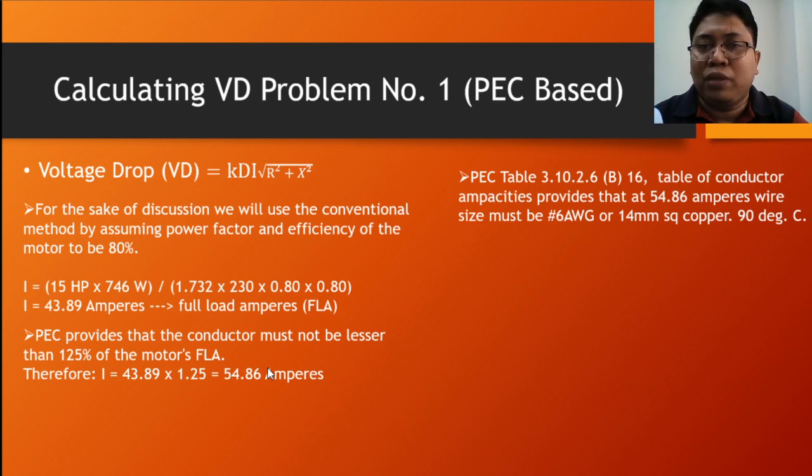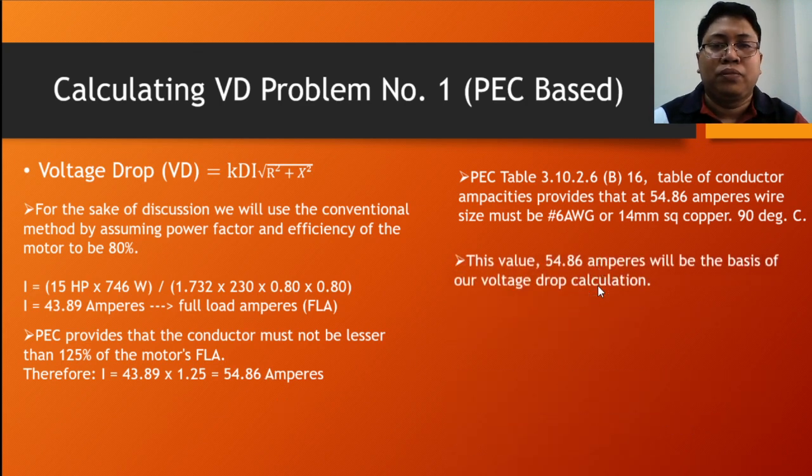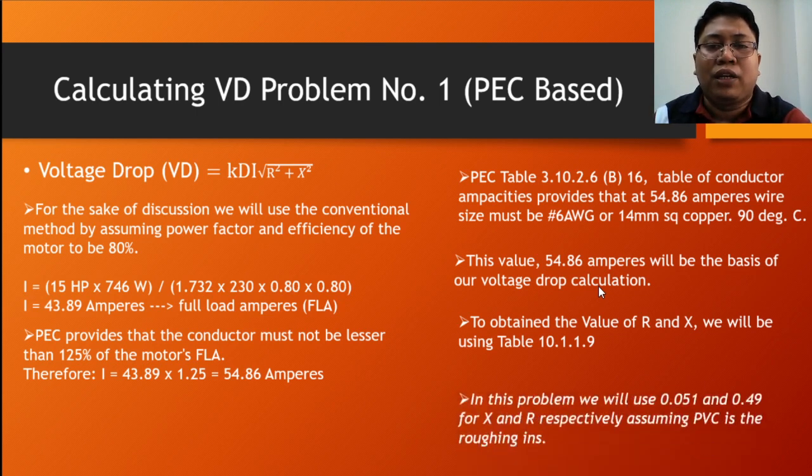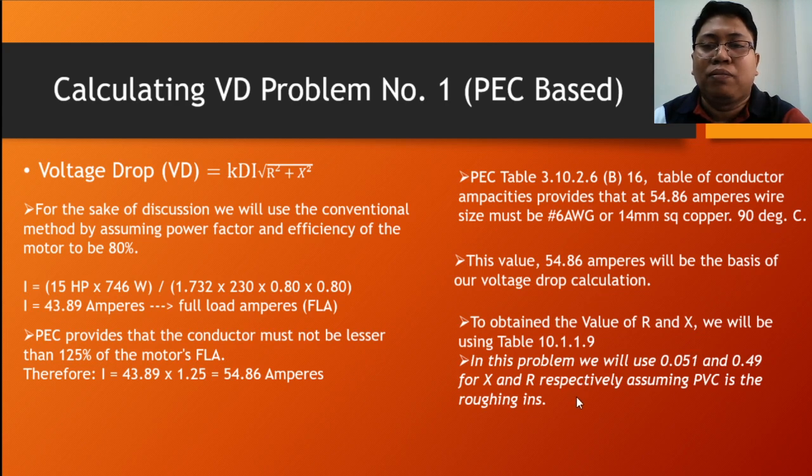And then, we will check with the Philippine Electrical Code, Table 3.10.2.6, B16, Table of Conductor Ampacities. Ano ang conductor na pwede niyang gamitin? Based on it, we can use number 6 AWG or 14 mm squared at 90 degrees Celsius. And then, for us to obtain the value of R and X, kukunin natin to sa table 10.1.1.9 na binanggit na pinakita ko kanina. And ito na nakuha natin doon. We will use 0.051 and 0.49 for X and R respectively, assuming PVC yung wrapping ins na ginamit niya.